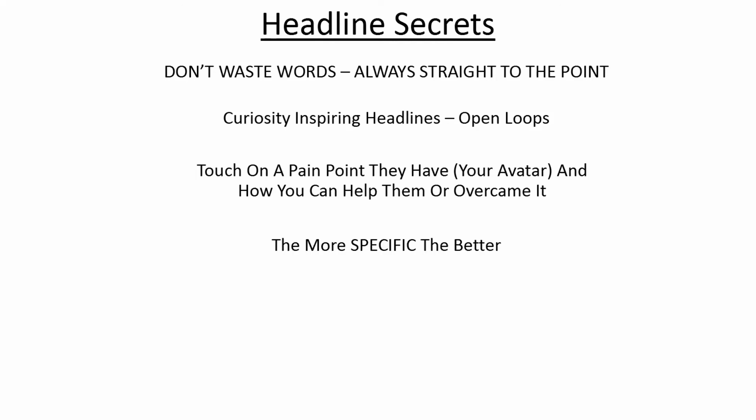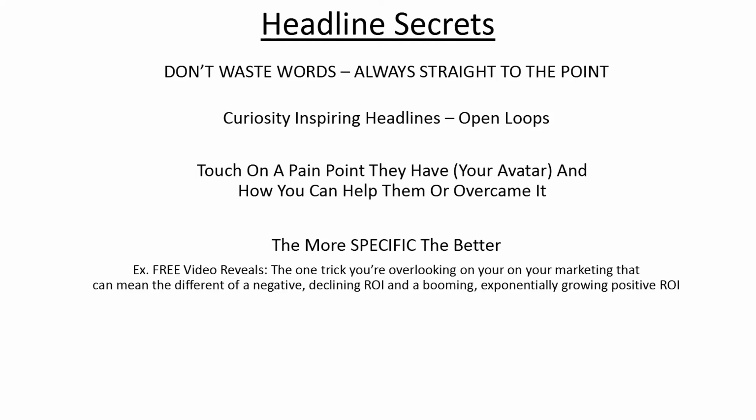And the more specific you can get, the better. Instead of saying over 400 people, say how I got 436 people. Specific is better. Example, free video reveals: the one trick you're overlooking in your marketing that could mean the difference between a negative, declining ROI and a booming, exponential ROI. It could even be more specific, like 3.5 or higher. Or free video: this one trick I learned that I was overlooking, and I found most marketers do, increased my ROI by 3.26%, right? You do something like that.